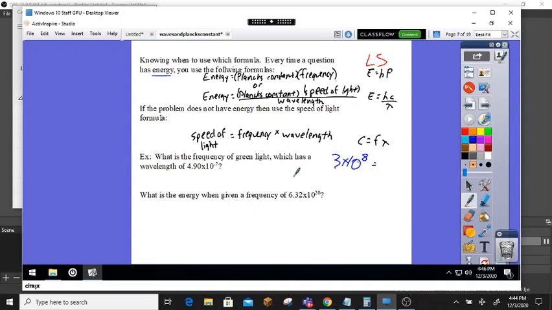C is always the speed of light, and so on. So here, let me give you an example. What is the frequency of green light, which has a wavelength of 4.90 times 10 to the -7? Now, which formula out of these 3 are we going to use?